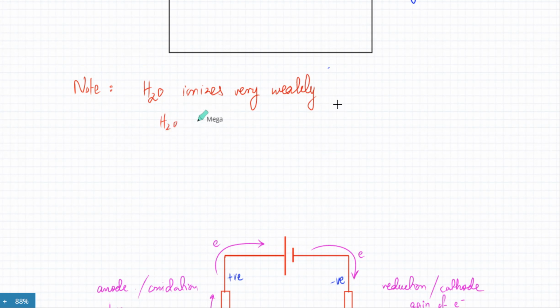Like water, if it ionizes, it's going to produce H+1 and OH-1 ions, and their concentration is almost going to be 1 × 10⁻⁷ mole per dm cube, which is almost negligible. You can ignore them. The OH ion would also have the same concentration. So they're almost non-existent. So you're going to ignore H+1 and OH ions, as their concentration is negligible.